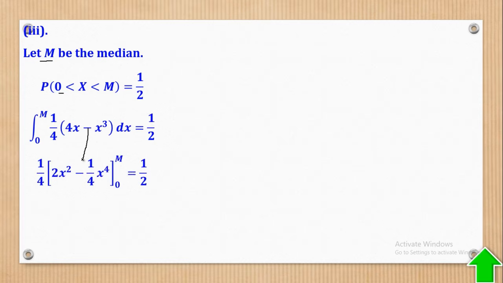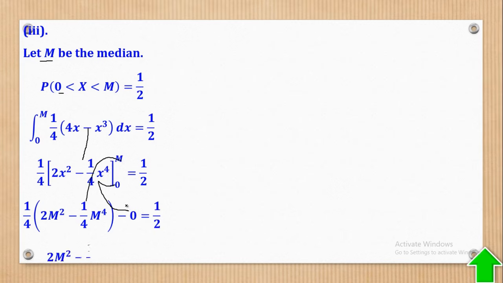So when I integrate, I come up with that. Substitute the limits, so substitute m here to come up with this, substitute 0 here to come up with 0. Next is to simplify. So when I put this for this side, I'll come up with 2 here. Half times 4 is 2, which is that.